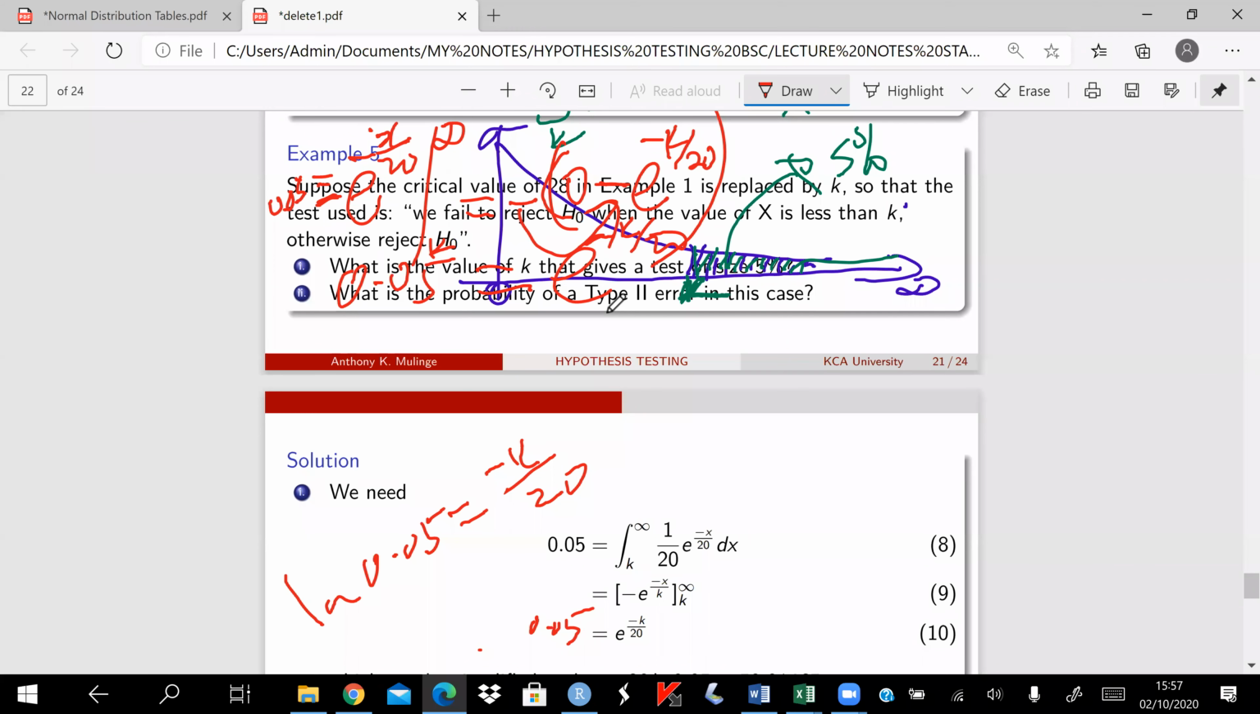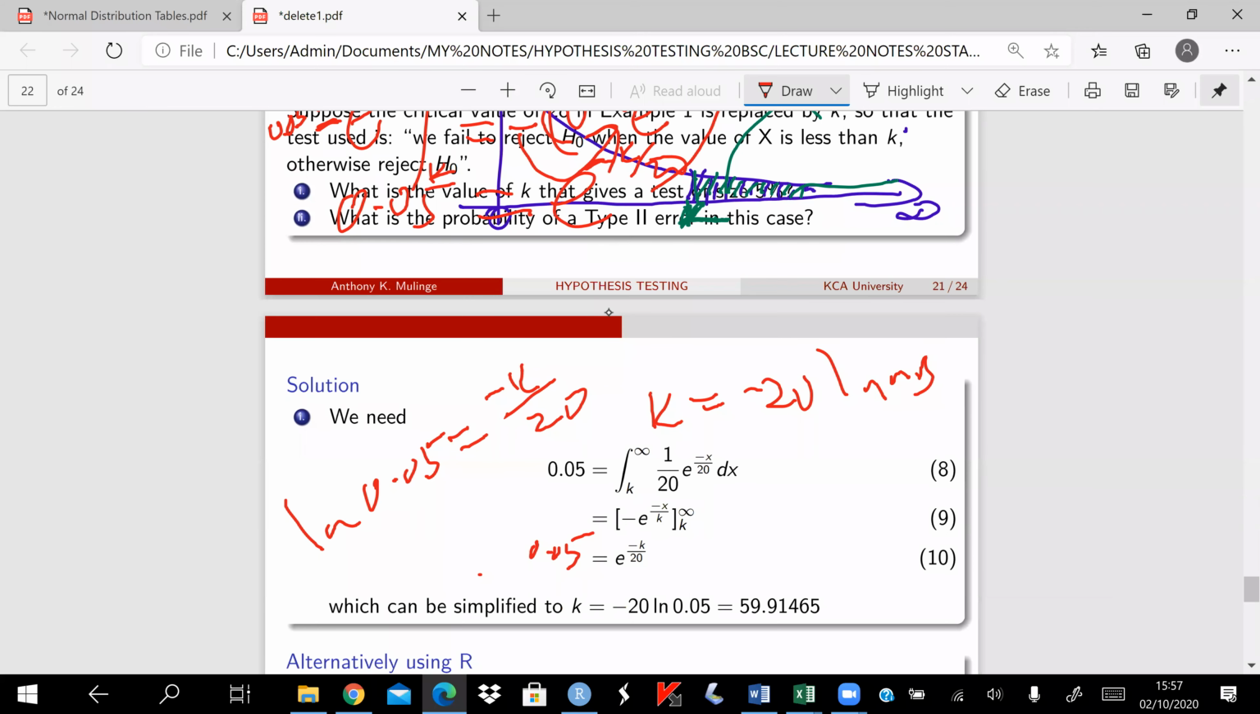So if you make K the subject of the formula, you'll end up with K is equal to minus 20 ln of 0.05. We'll end up with this: K is equal to minus 20 ln of 0.05, which is 59.91465.